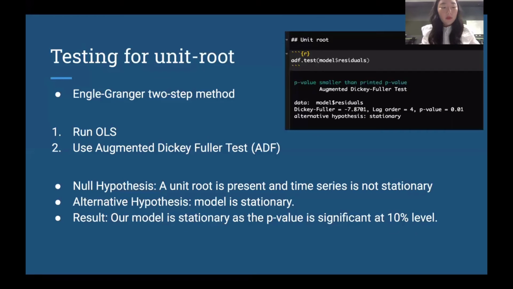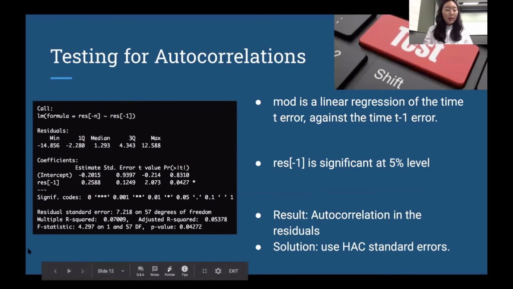Our result reveals that there is enough statistical evidence to reject the null hypothesis, as the p-value was smaller than 0.01 and hence statistically significant at the 5% level. Therefore, we conclude that our data is stationary. Another feature we need to test for is autocorrelation in the residuals.